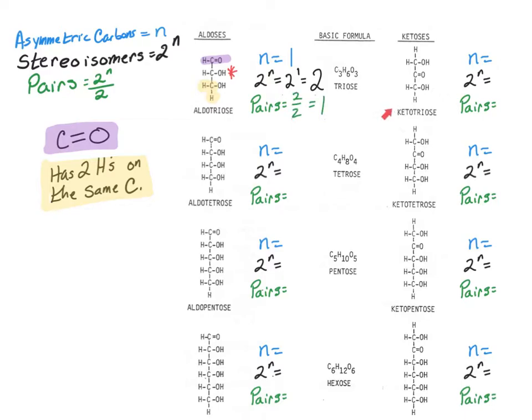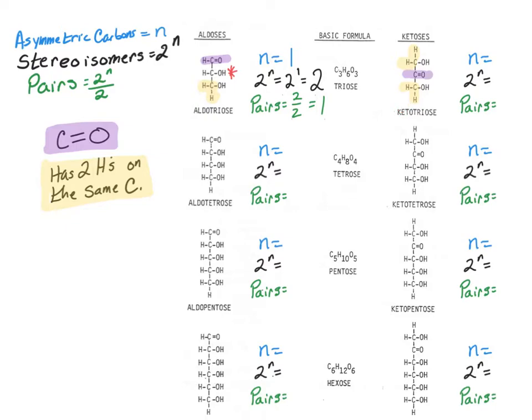Let's look at the ketotriose. Now the ketotriose is a little bit different. It's going to give you a different answer and it will be unusual. You won't see this all the time. We can see that carbon number 1 on the top has 2 hydrogens that are the same, so it is not asymmetric. Carbon number 2 with a ketone has a C double bond O, which means there's 2 bonds to oxygen, so it is not asymmetric. And of course the bottom one, which has 2 hydrogens on it, is also not asymmetric.